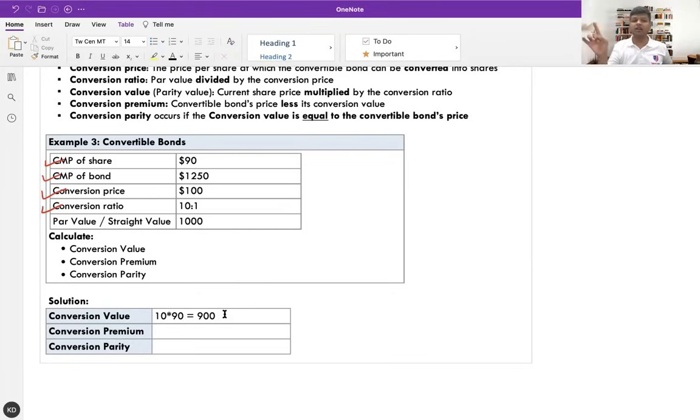So if I convert the bond now, first of all, can I convert? No, I can only convert after the bond has reached the conversion price. But let's assume if I convert the bond now, what is the value that I will get? Only 900. Why? Because the share price is 90 and I will get 10 shares.